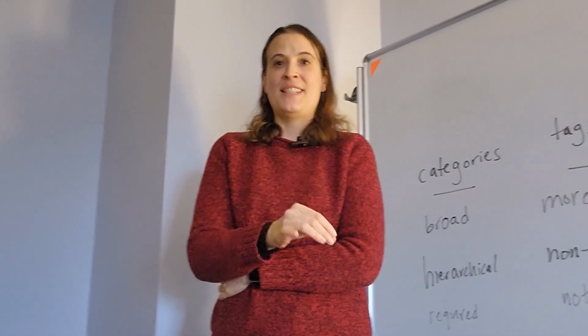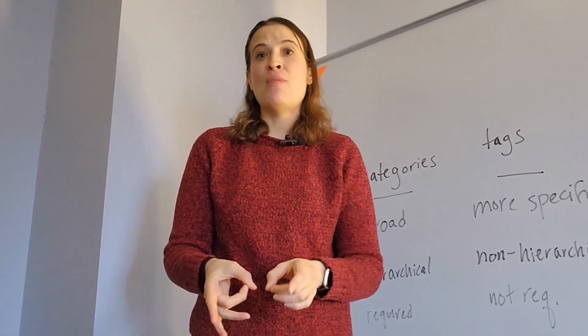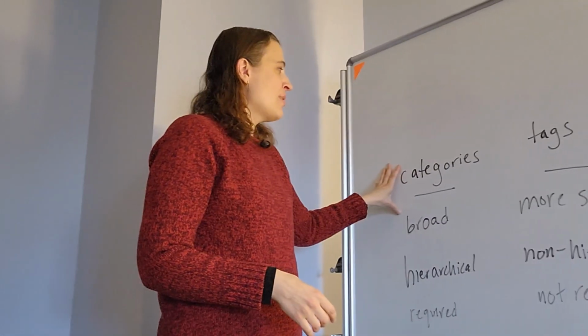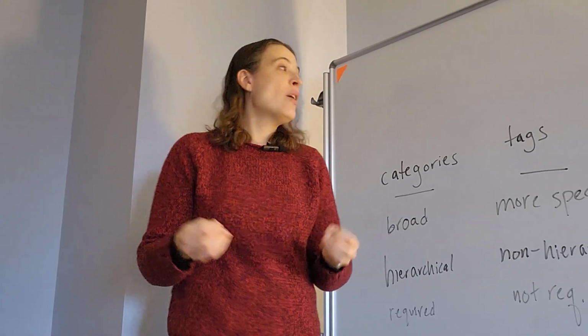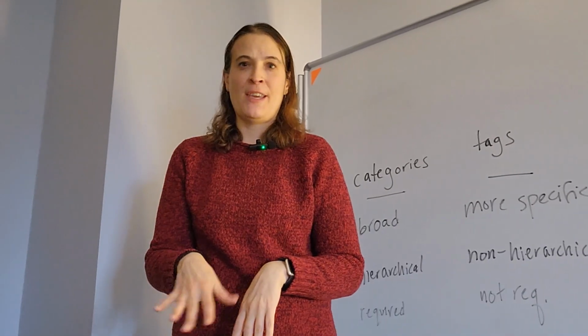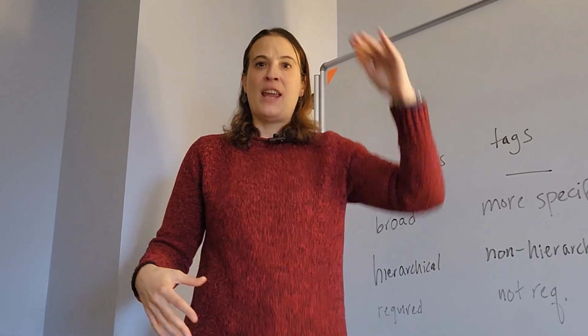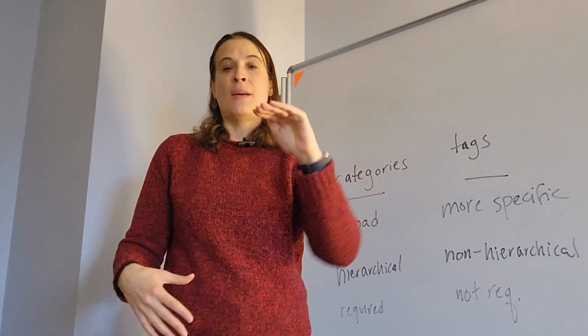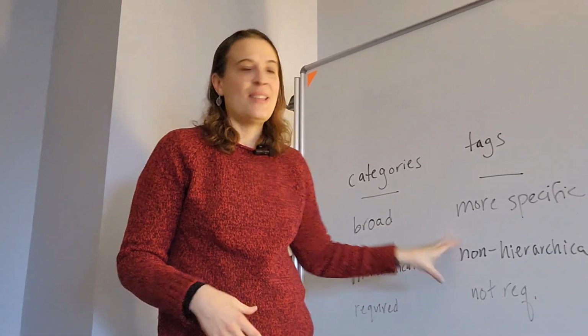Both categories and tags are ways of organizing your posts in WordPress, but they do have some differences. On the category side, usually your categories are super broad, while your tags are more specific. Also, your categories are hierarchical, so you could have a big category and then a subcategory underneath it, and there's no way to have a hierarchy with tags.